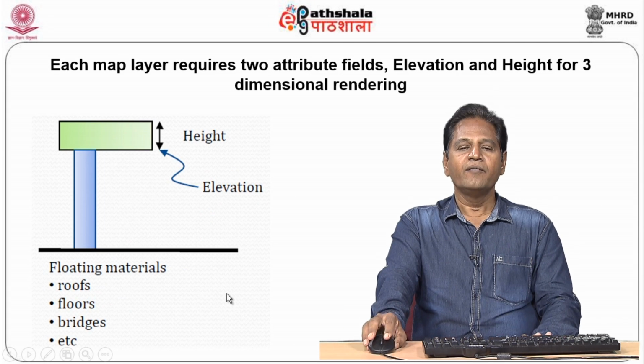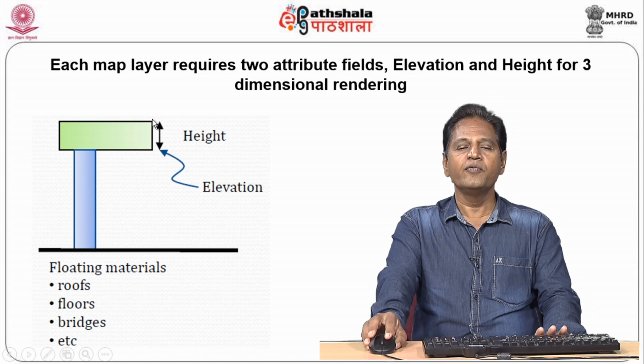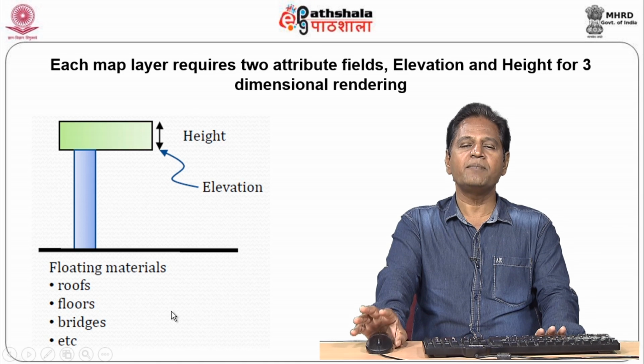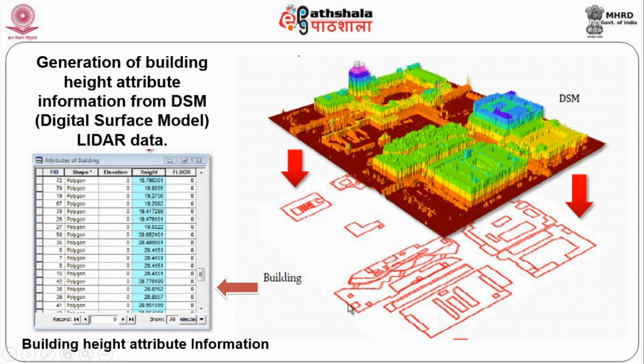The same applies to floating objects, something like a bridge. So, this will be the elevation of the particular point, and from here will be the height of the object. It could be roofs, it could be floors, or it could be bridges, etc. So, this is absolutely necessary for rendering or creating a 3D model. Now, this is a way in which you can create a simple building height. So, to get information in 3D, you require, as I was telling you, height and elevation, and then create a DSM or digital surface model using LiDAR data.